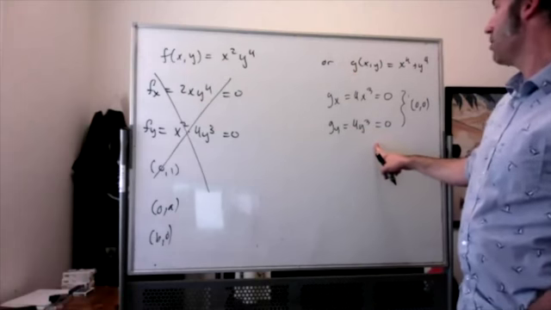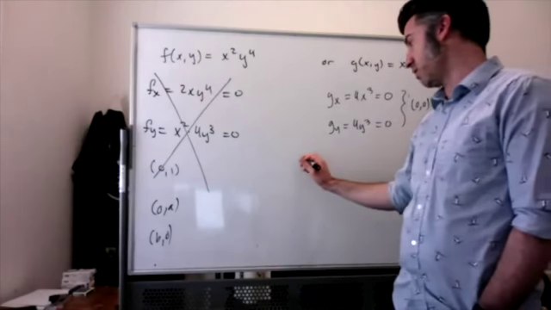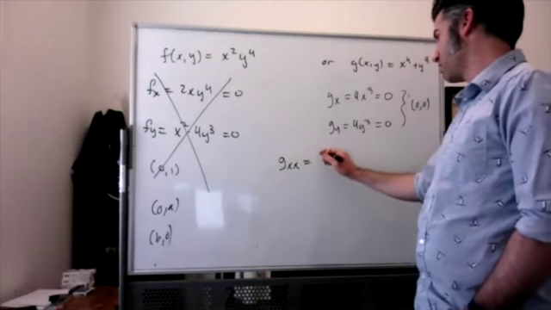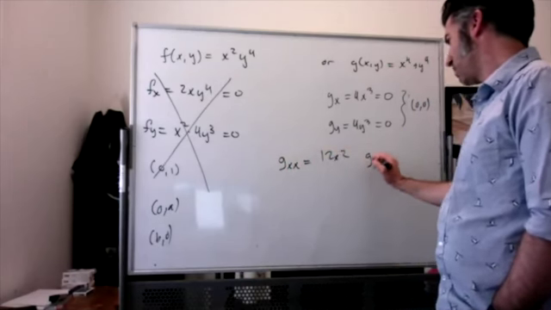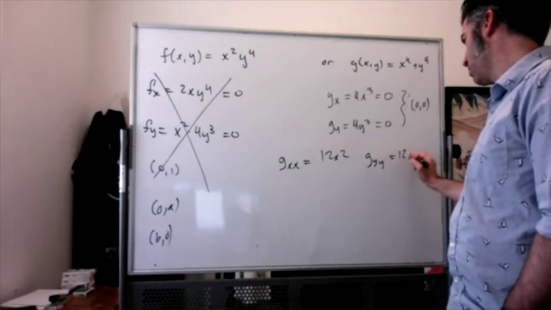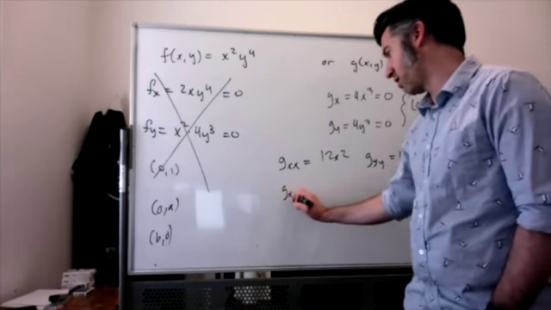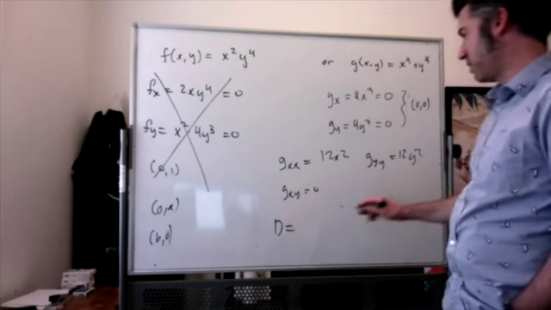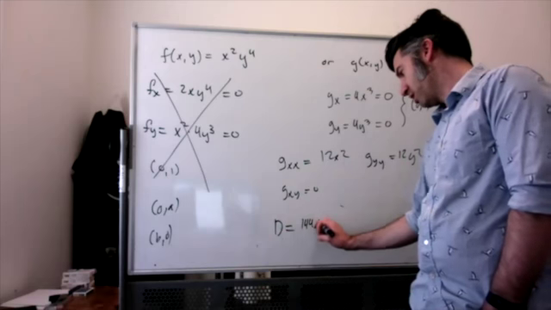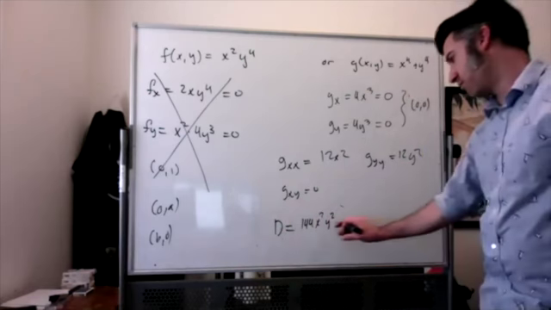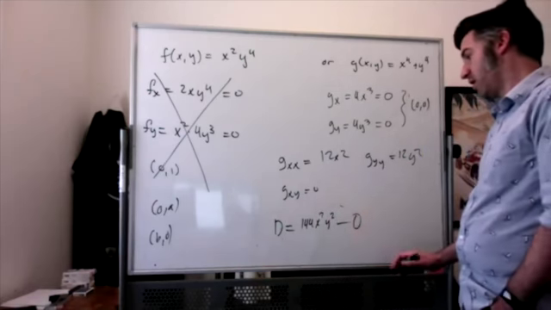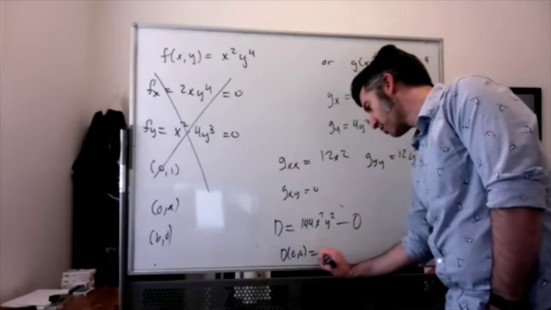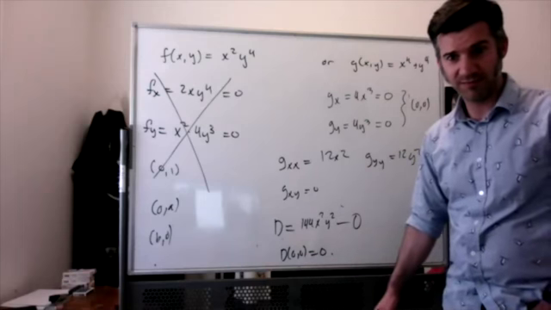Anyway, here our critical point is 0, 0. But then if we find the second partials, here is 12x squared. Second partial here is 12y squared. Mixed partial is definitely 0. And if we find D, it's 12x squared times 12y squared, which is 144 x squared y squared, minus 0. And if you plug in the point 0, 0, you're going to get 0, which is inconclusive.